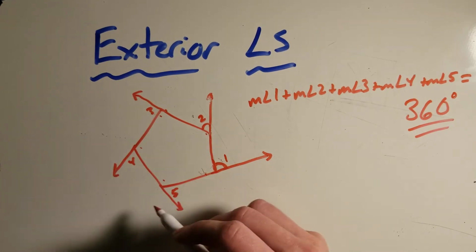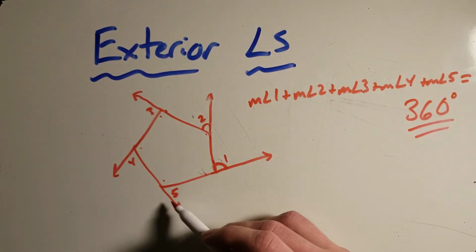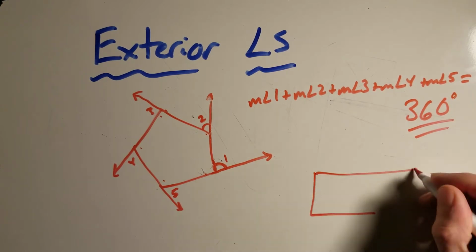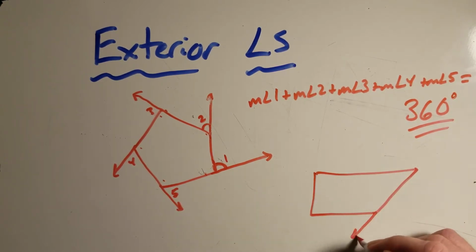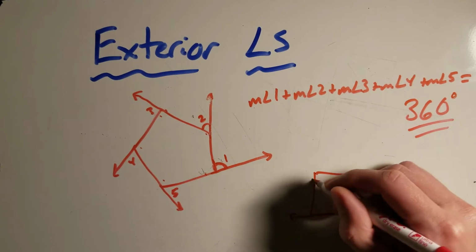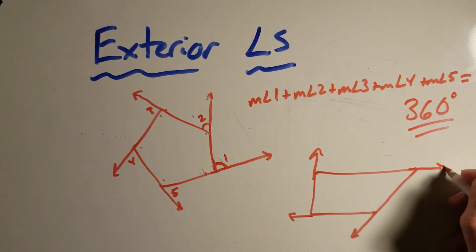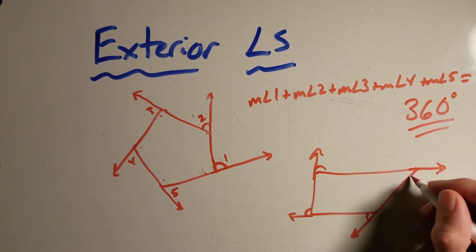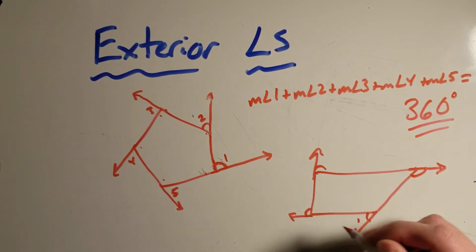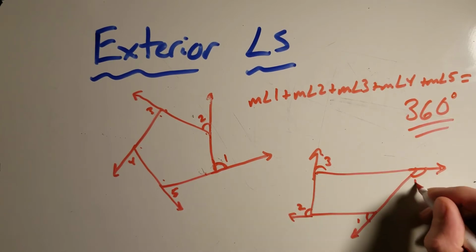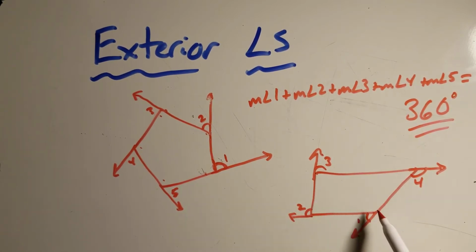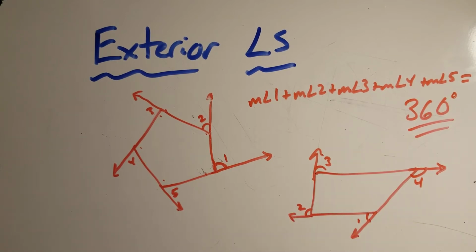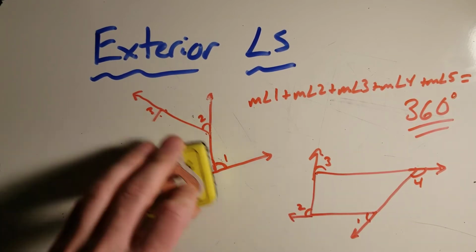They can be different measurements, but the sum of those 5 angles in this case would have to be 360. If you were working with a quadrilateral and you were to extend all the sides like so, all of the exterior angles, right here, here, here, and here, those 4 angles are still going to add up to 360. In a quadrilateral, in a pentagon, whenever you add up all of your exteriors, they equal 360.